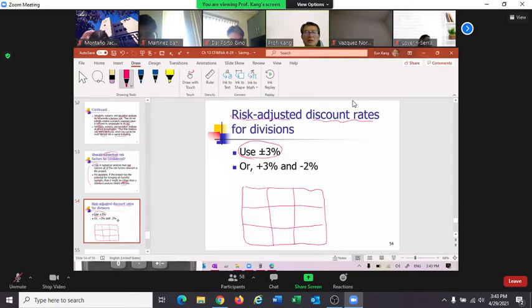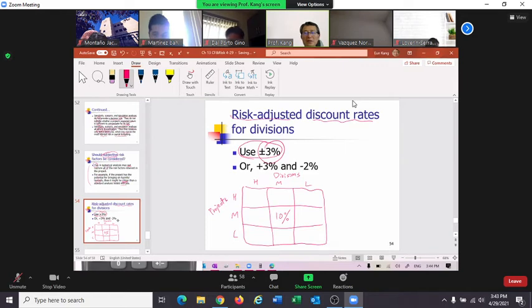So let's say your company has a 10% average discount rate, cost of capital, right? Then here you have divisions: high risk, medium risk, low risk. And these are projects: high risk, medium risk, low risk, like this, right? Then plus or minus 3 is easy.